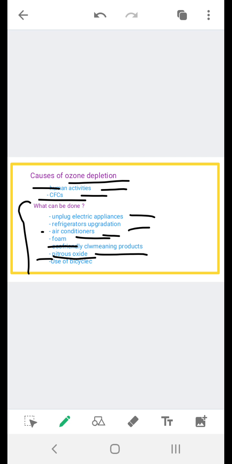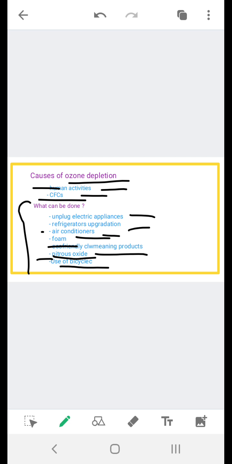In the last, seventh point, what we can do is the number of cars on the road should be reduced. We can reduce the number of cars by using bicycles or by walking or by using public transport. Car exhaust creates smog, which is very bad for the ozone layer.